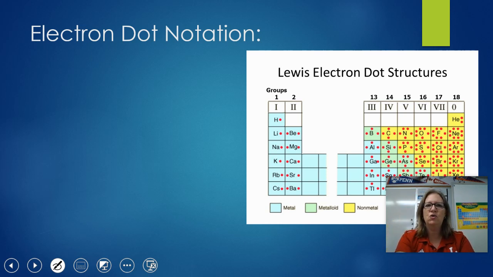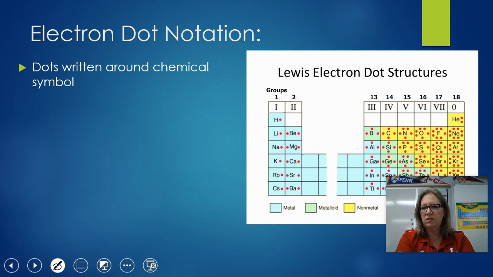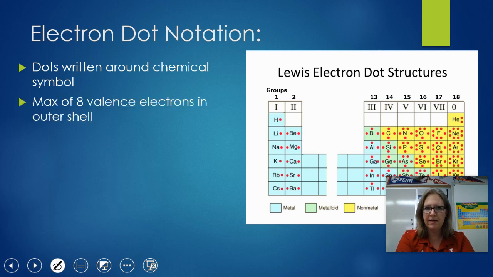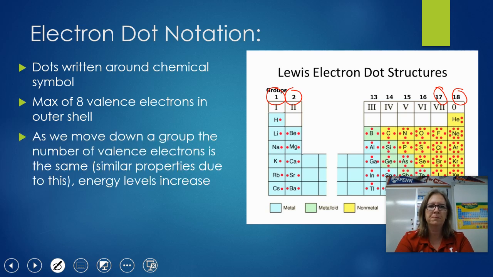Okay. There's another way that we can show this. This method is called the electron dot notation, also known as the Lewis dot structure. The dots are just written right around the symbol of the element. Okay. And those dots represent the valence electrons. And there's a maximum number of 8 valence electrons in the outer shell. And so just by showing these dots, you're showing how many valence electrons they have. Group 1 has 1, group 2 has 2, group 17 has 7, group 18 has 8, and so on, and you can just kind of count the rest there, okay?